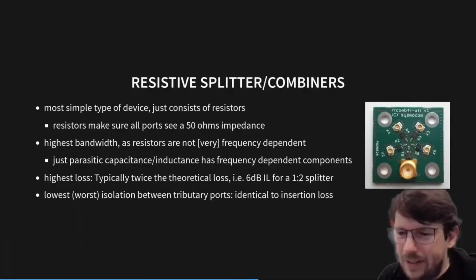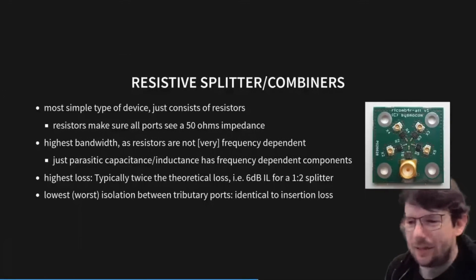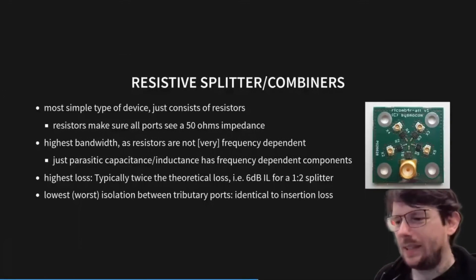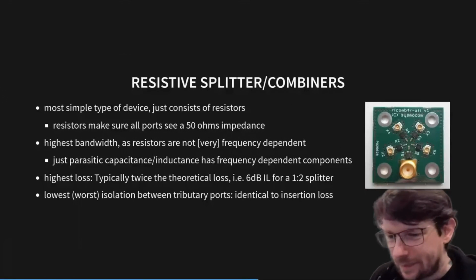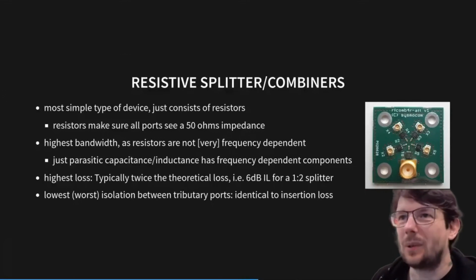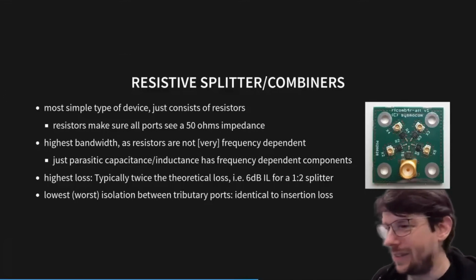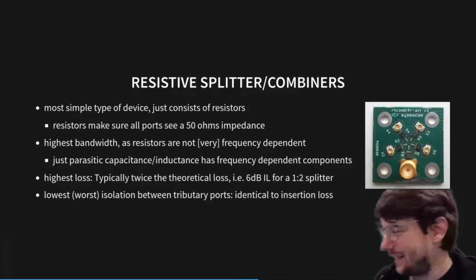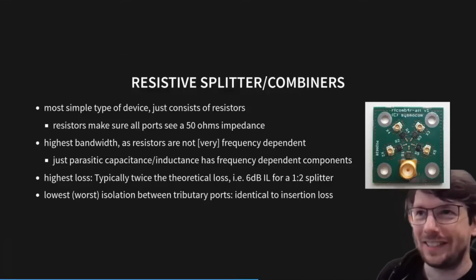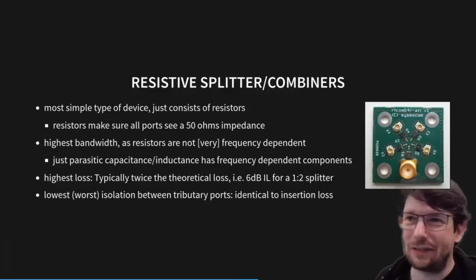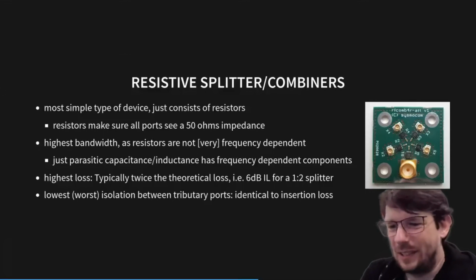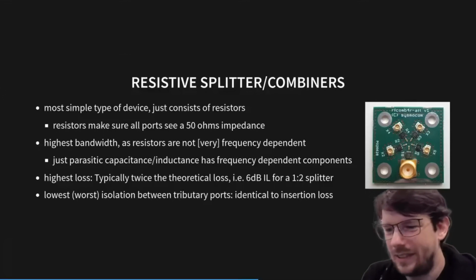There are a couple of different types of splitter combiners. This first one is a resistive splitter combiner. That's the easiest you can do. Resistive means it is constructed only from resistors internally. And what do resistors do? They convert electrical energy into thermal energy, and therefore they have losses. The resistor network built into such a device makes sure that all ports see a 50 ohm impedance, since we're talking about 50 ohm systems here.